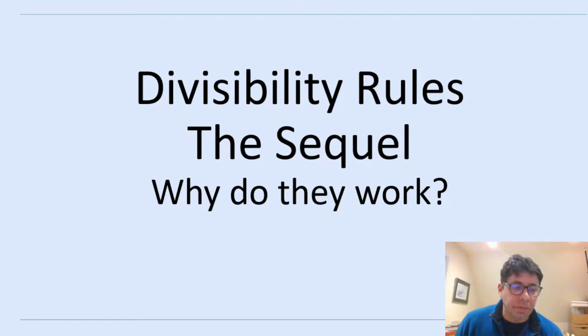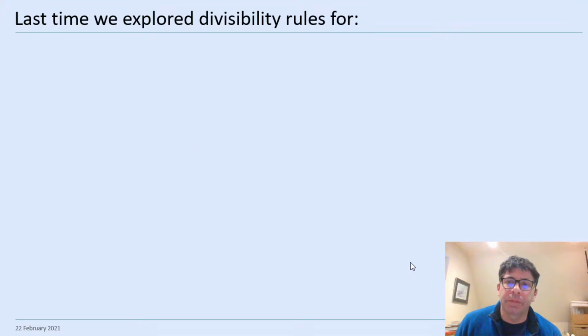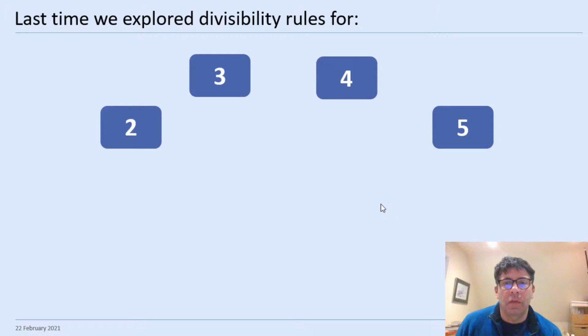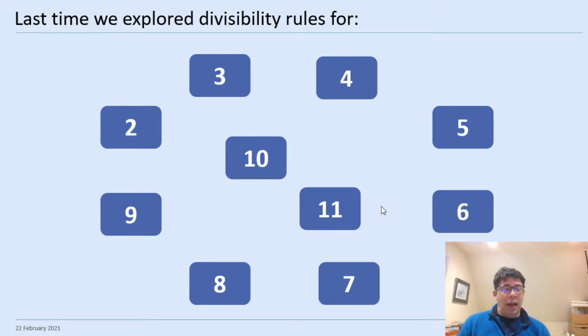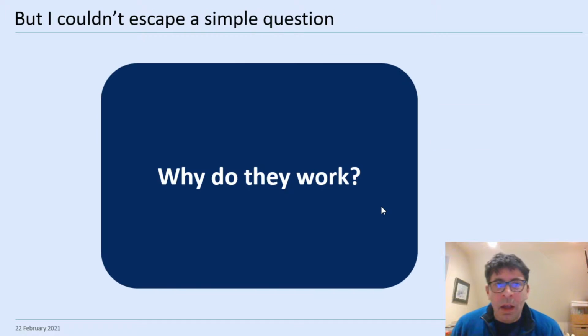I'm Simon. Today is Divisibility Rules, the sequel. Why do they work? Last time we explored divisibility rules for 2, 3, 4, 5, 6, 7, 8, 9, 10 and 11. But I couldn't escape a simple question: why do they work?